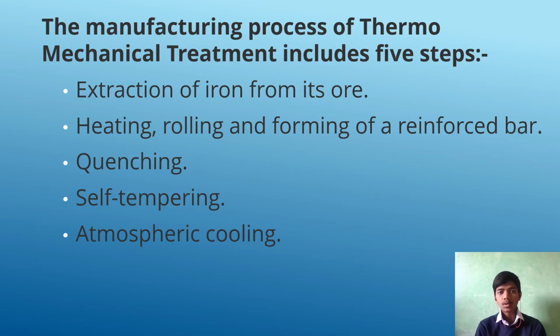The manufacturing process of thermomechanical treated steel includes 5 steps. First, extraction of iron from its ore. Second, heating, rolling and forming of reinforced bar. Third is quenching, and the last two are self-tempering and atmospheric cooling. These 5 steps we see step by step.